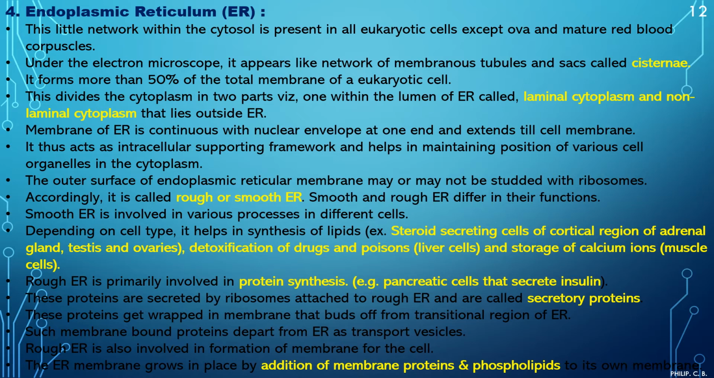So the vesicles which are separated from the endoplasmic reticulum are transport vesicles, as I mentioned, which we can see very clearly in the next animation slide. Rough ER is also involved in the formation of the membrane of the cell. The endoplasmic membrane grows in place by addition of membrane proteins and phospholipids to its own membrane. So it adds membrane proteins and phospholipids to the membrane which is already present.